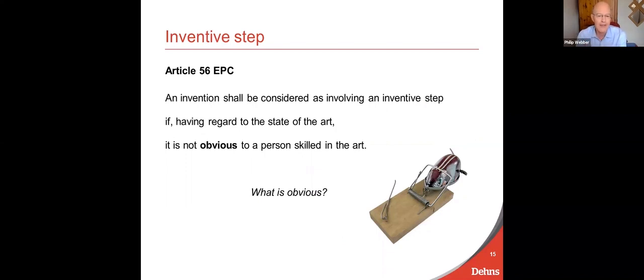The second criteria is inventive step, and you must look at inventive step totally independently from novelty. So what does the European Patent Convention say about inventive step? An invention shall be considered as inventive if, having regard to the state of the art, so bearing in mind everything that's in the public domain before the date that you filed your patent application, what you claim is not obvious to a person skilled in that area of technology. So whereas novelty was a black and white issue, are all details of your invention known in the public domain or not, obviousness is very much a gray issue.